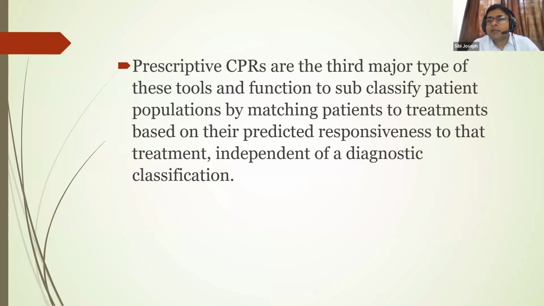Prescriptive CPRs are the third major type of these tools and function to subclassify patient populations by matching patients to treatments based on their predicted responsiveness to that treatment, independent of a diagnostic classification. So the best example I gave you is treatment-based classification, in which you classify back pain patients into different types of treatment, like which patients will benefit from manipulation or mobilization, which patients would need traction, which patients would need direction preference exercises or specific exercises, and which patients would require stabilization. So once you subgroup the patients, classify the patients, you can decide which treatment will benefit which type of patients. So that is the best example of a prescriptive CPR.